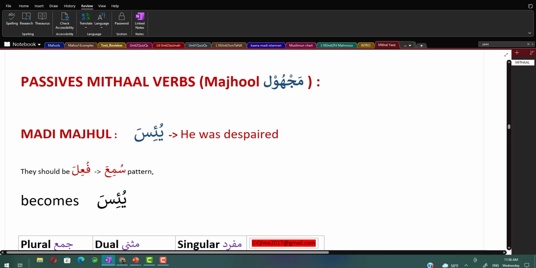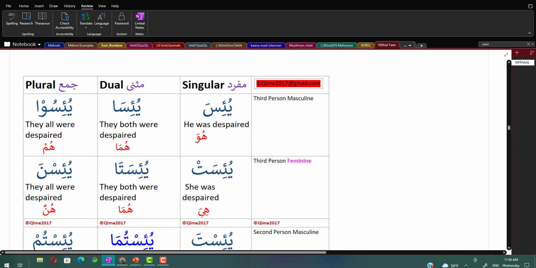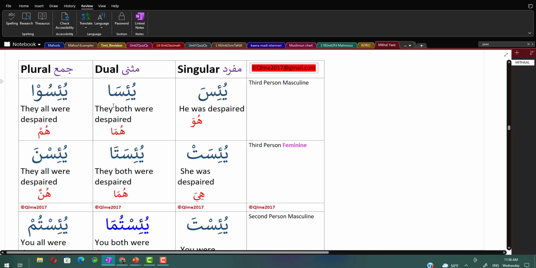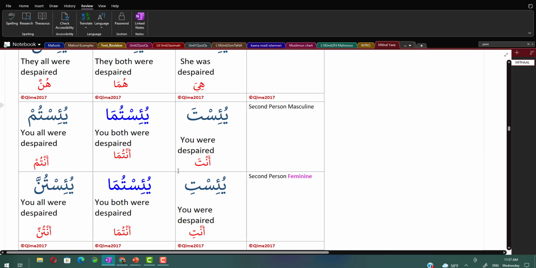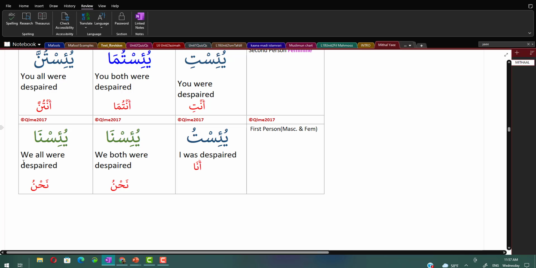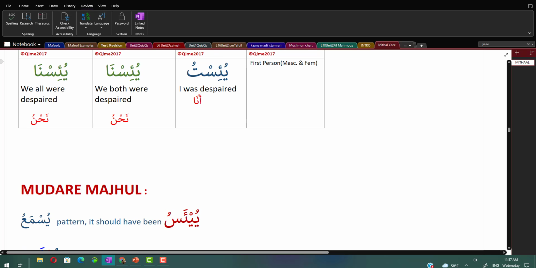Now the passives. How do you make passives? Like fa'ala becomes fu'ila or sami'a becomes sumi'a. In the same way, ya'isa becomes yu'isa. He was despaired. Okay, so the Madi Majhul chart is yu'isa, yu'isa, yu'isu. Yu'isat, yu'isata, yu'isna. He was despaired, they both were despaired, they all were despaired. Yu'ista, yu'istuma, yu'istum. Yu'isti, yu'istuma, yu'istunna. Yu'istu, yu'isna, yu'isna.